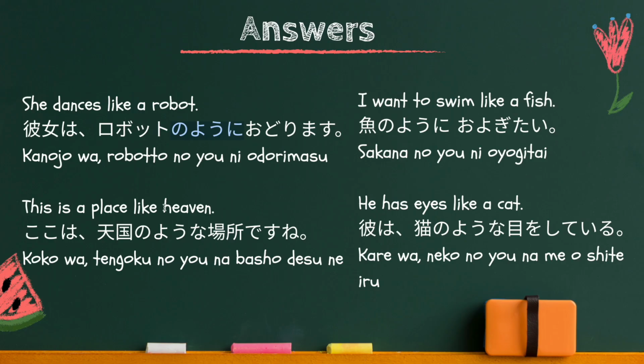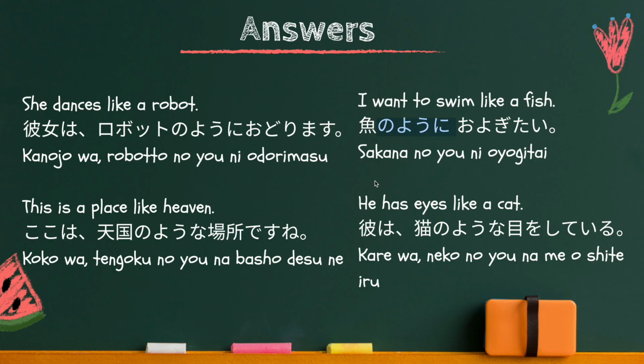This is a place like heaven. ここは天国のような場所ですね。So this time, 天国のような modifies a noun. Therefore, noun のような and another noun. Third one, I want to swim like a fish. 魚のように泳ぎたい。This one is modifying a verb. Swim like a fish. Therefore, noun のように and a verb.